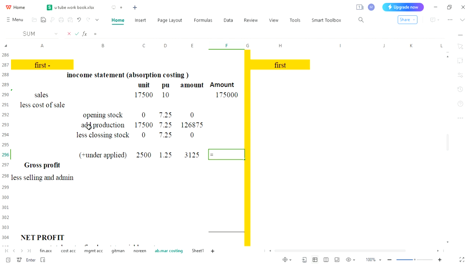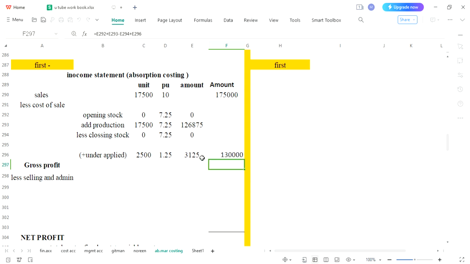For that, you will add production less closing stock. This was your opening stock, and then you need to add your production, that is 126875, and then subtract your closing stock. Finally, you are going to add the under applied. Since we have decided it is under applied, the add sign is used, and you will add 3.25 as your under applied fixed FOH.